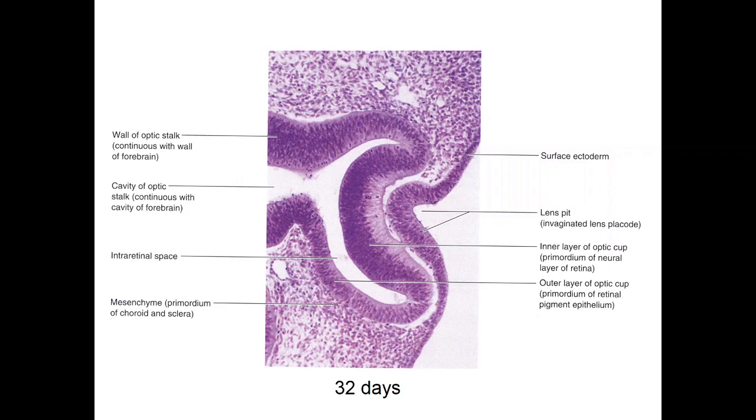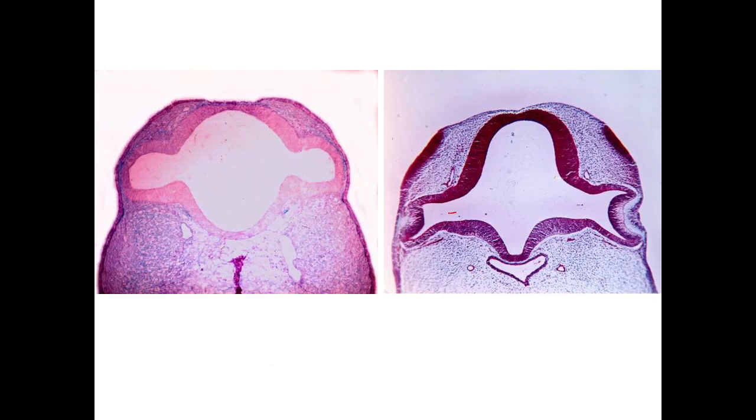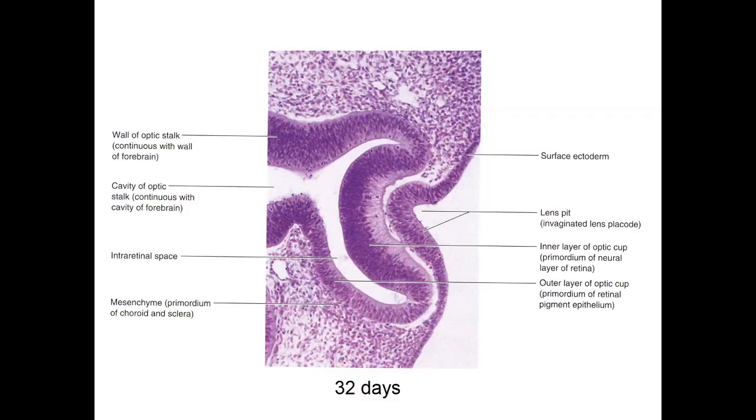And this is once again the same thing here, but the optic cup is still connected to the cavity. Yes, you can see the connection. It's still connected to the cavity, and this connection is called the optic stalk. Yes, it's continuous with the wall of the forebrain. And we have some cavity inside the optic cup. This cavity inside the optic cup is called the intraretinal space.